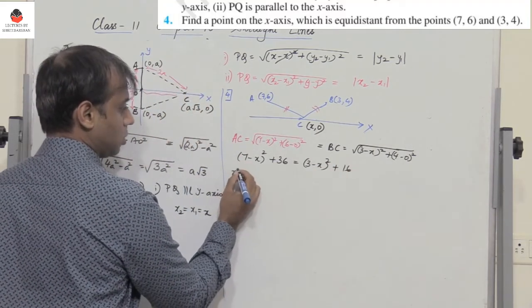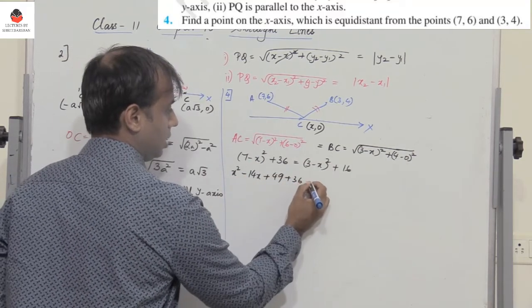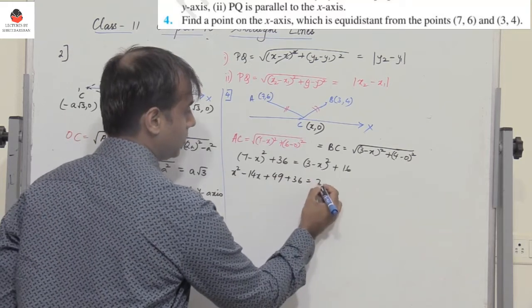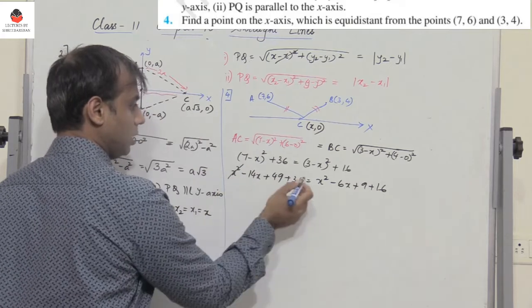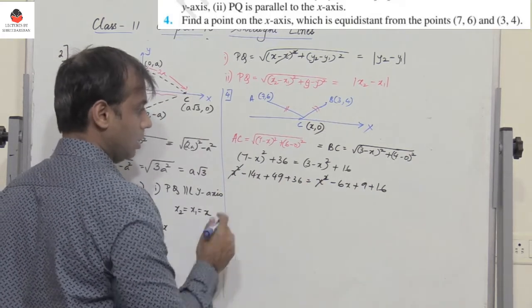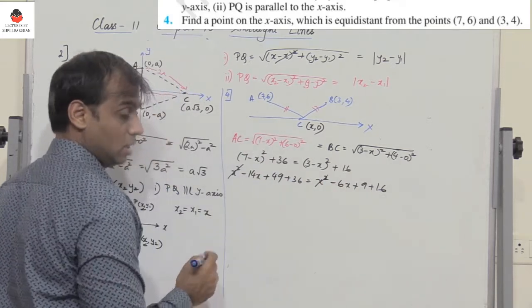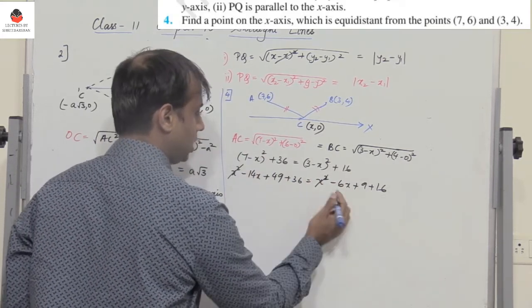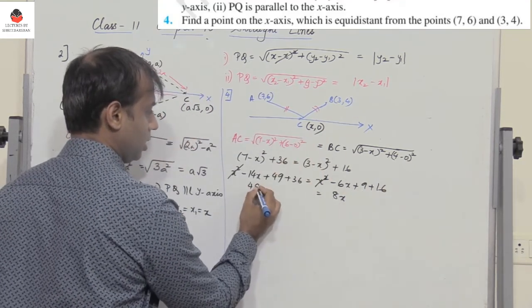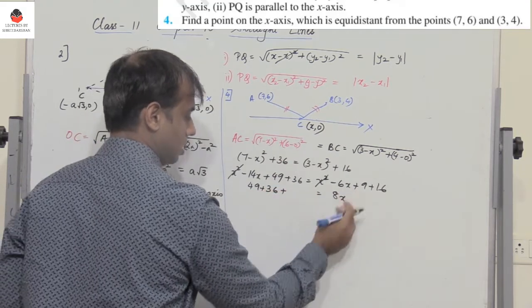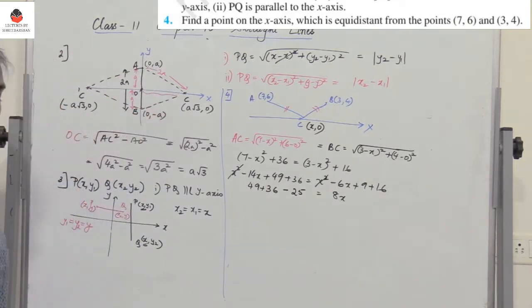So squaring, you get x square minus 14x plus 49 plus 36 equals, that's using a minus b the whole square formula, x square minus 6x plus 9 plus 16. So x square gets cancelled, right? So take minus 14x to the other side. So you get 14x minus 6x, which is 8x. And bring these terms to the left hand side. So you get 49 plus 36 plus 9 plus 16 is 25. So when you take it to the other side, it becomes minus 25, right?